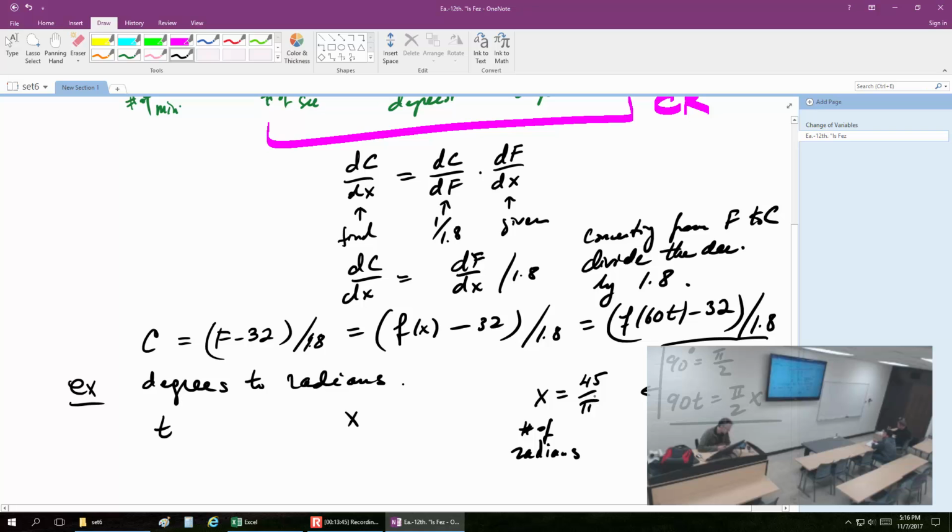That doesn't seem right. I'm sorry, I think I divided instead of multiplying. So it is 180 by pi. Yeah, okay. So you see another equivalence between 180 degrees and pi. Okay, so that's the substitution, or change of variables. So that's what we care about the most.